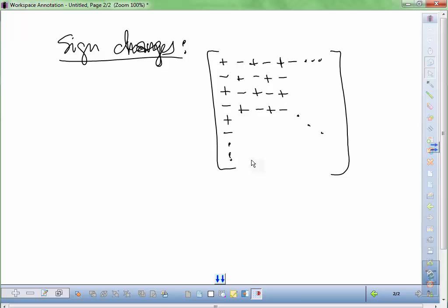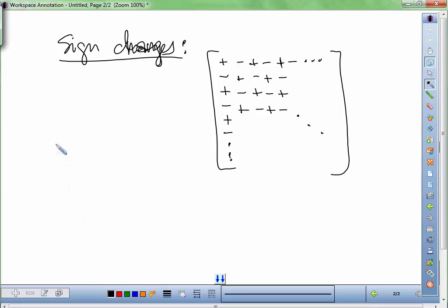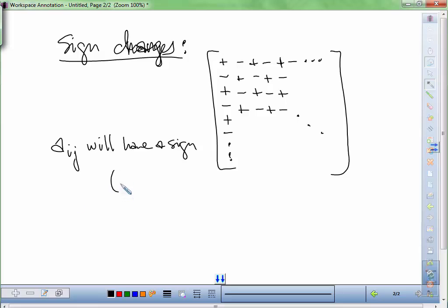Anyways, these signs, if we take a look at the ith, jth element, so the ith row and jth column, whatever that is, will have a sign that's -1 to the i plus j, that's going to be +1 or -1 depending on where you are. And so this is how you figure out the sign for the position that you're in.